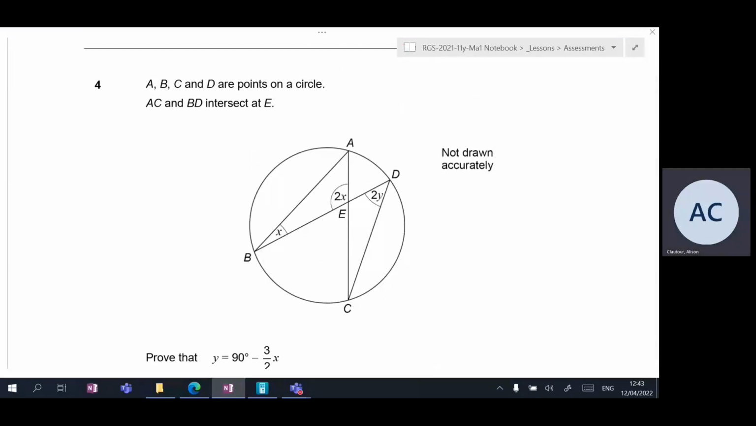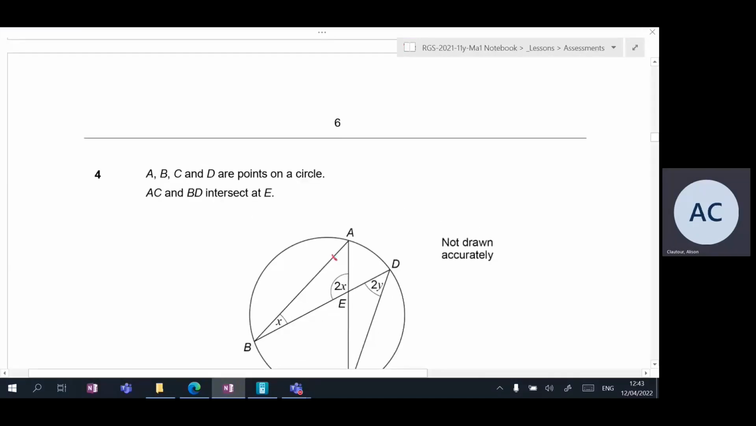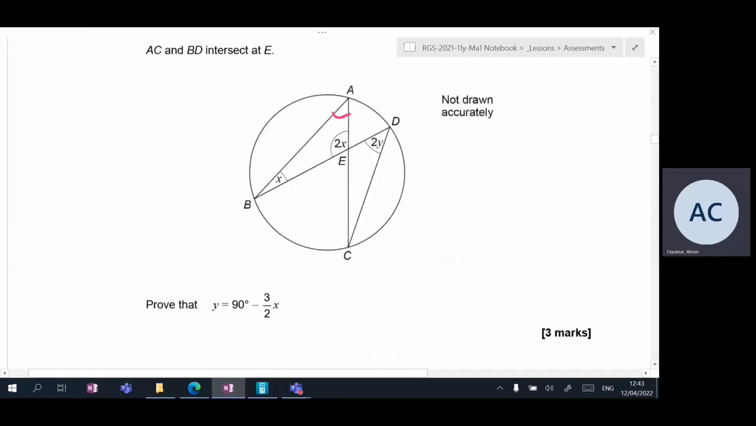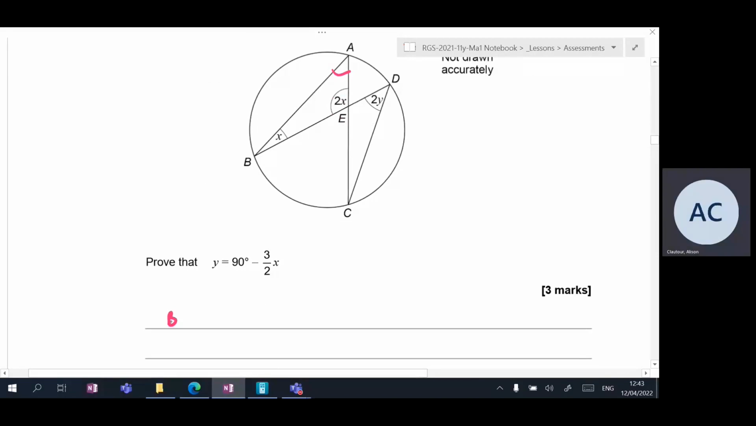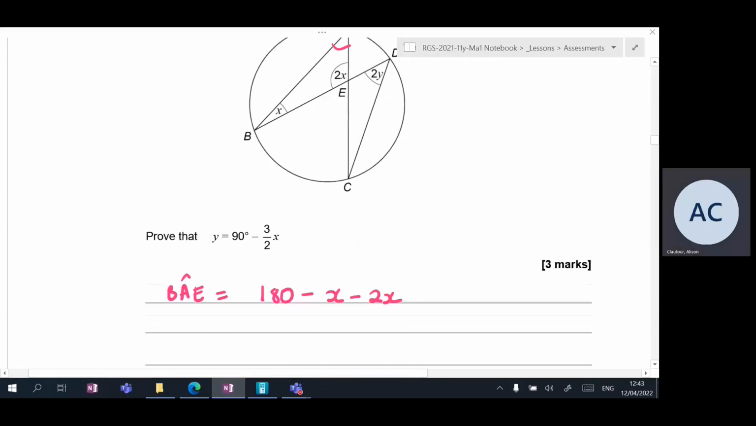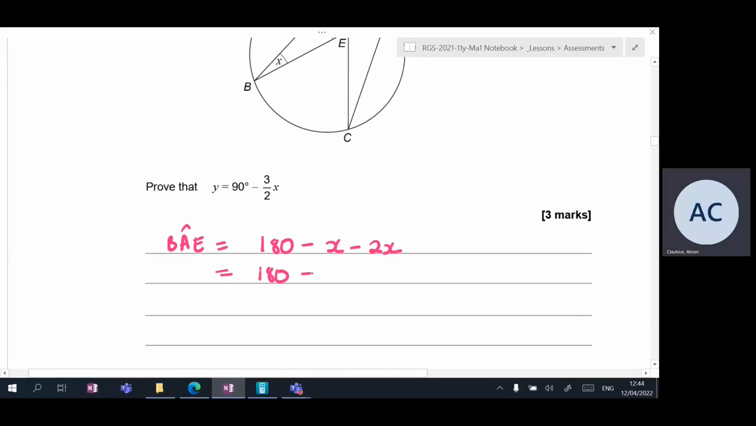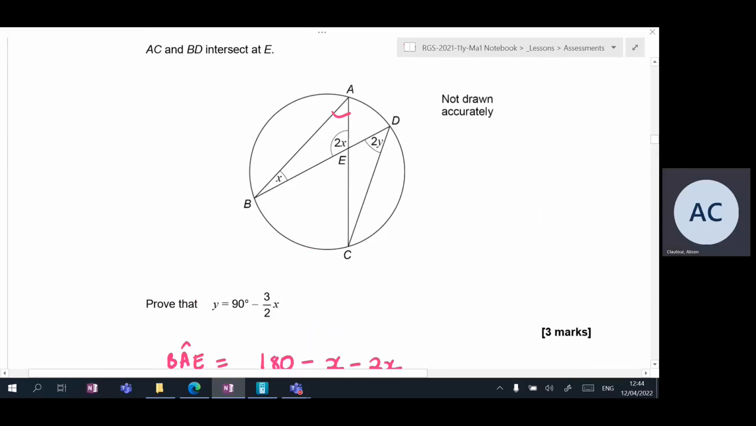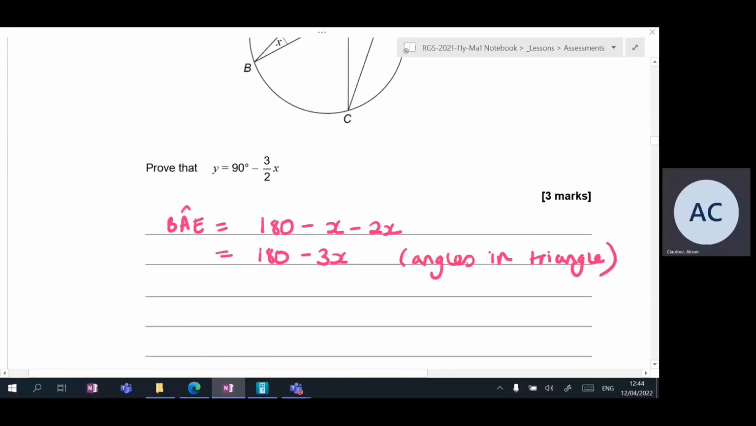Okay, so because we have got this triangle ABE, we've got 2 angles in that triangle. So my natural instinct would be to work out what this angle here is, because you've just got angles in a triangle. So BAE is 180, take away x, take away 2x. So 180, take away 3x, because of angles in a triangle. Sorry, my technology is not working very well today. Okay. Now I know what that is.